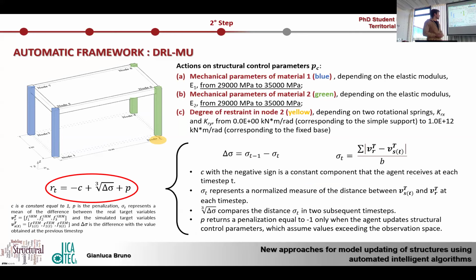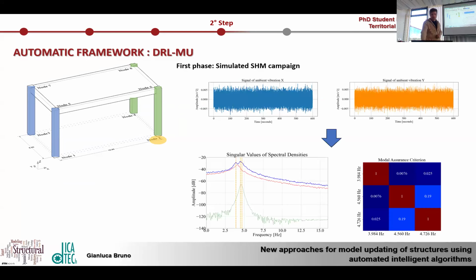In particular, to reduce this value, the agent is driven to converge quickly to the solution. And P is another penalization equal to -1, applied only when the agent updates structural control parameters which assume values exceeding the observation space.